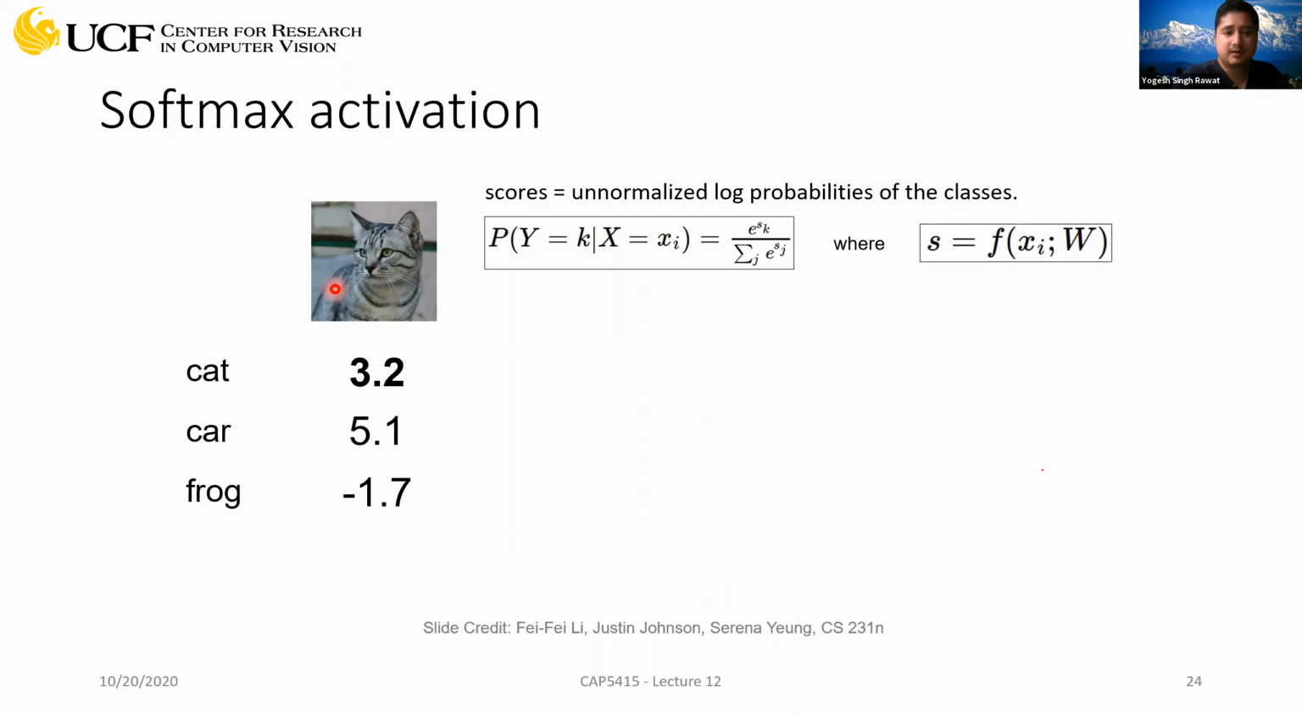For example, if you have an image of a cat, and let's say you have 3 different classes in your data set: cat, car, and frog. Let's say this is the positive sample, because this is a cat, but the network is predicting car because this value is high. But still, how can you compute a loss using these values? First of all, these are not probabilities; these are just random numbers.